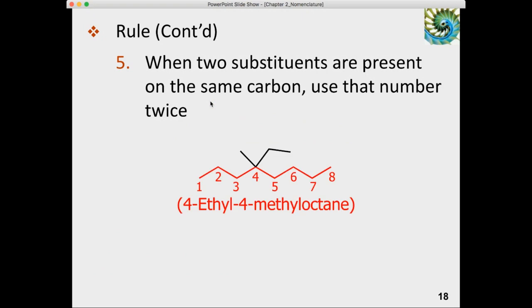So you can also have a case in which you have two substituents on the same carbon. Here, example. The main carbon chain is in red. We assign number 1 to the carbon on the left because it's closer to the substituents. Now we have a methyl and an ethyl group. They're both on the same carbon. We order them alphabetically. So the name of the compound would be 4-ethyl, 4-methyl octane.